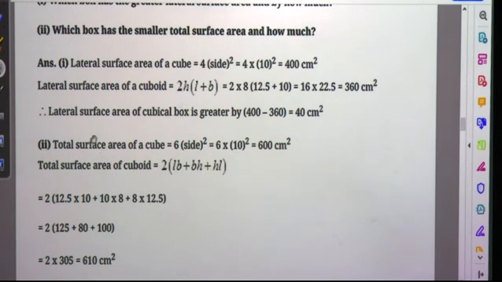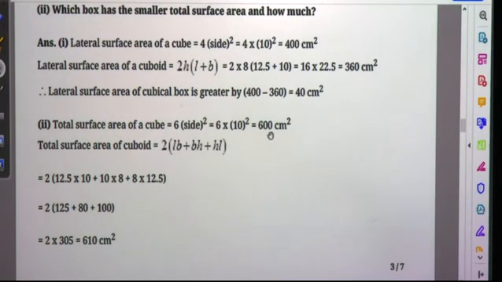Now, the second sub question. Total surface area of the cube is equal to 6 into side square, which is 6 into 10 square, 600 centimeter square. Whereas, total surface area of cuboid is equal to 2 into bracket LB plus BH plus HL. So, 2 in bracket 12.5 into 10 plus 10 into 8 plus 8 into 12.5. This becomes 125 plus 80 plus 100. After adding, it becomes 305. 2 multiplied by 305 is 610 centimeter square.